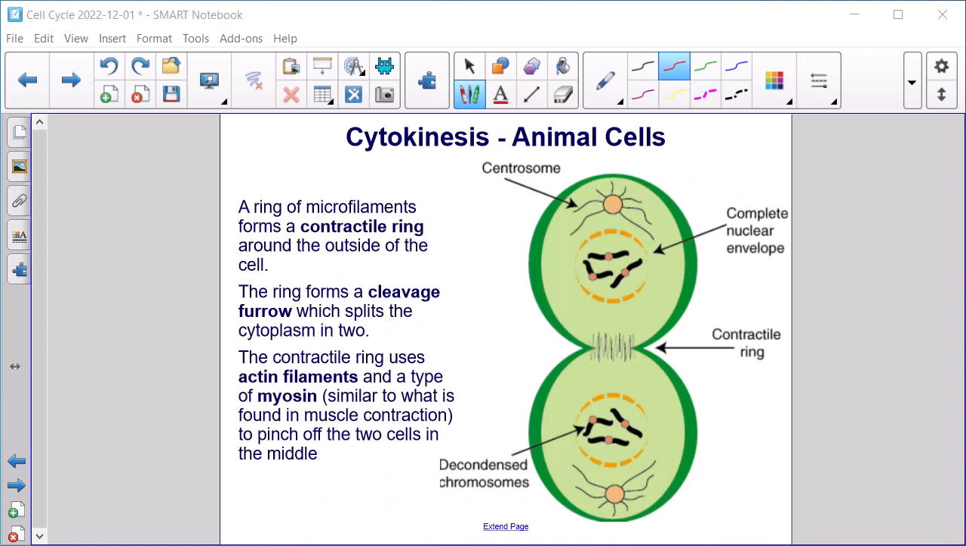Let's take a look at cytokinesis in animal cells. A ring of microfilaments forms a contractile ring around the outside of the cell. You can see this contractile ring right here. The ring forms a cleavage furrow here, which splits the cytoplasm in two. The contractile ring uses actin filaments and a type of myosin, similar to what is found in muscle contraction, to pinch off the two cells in the middle.